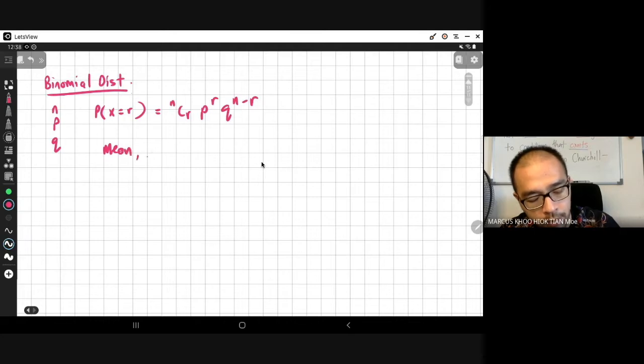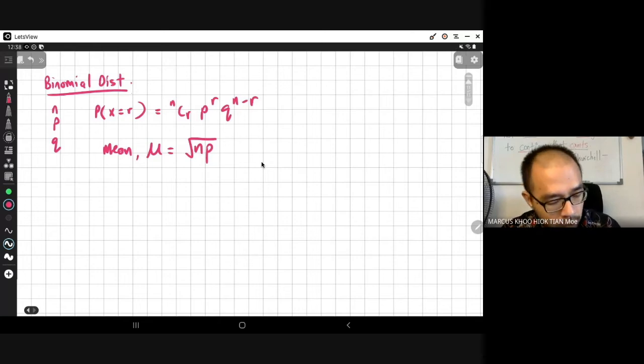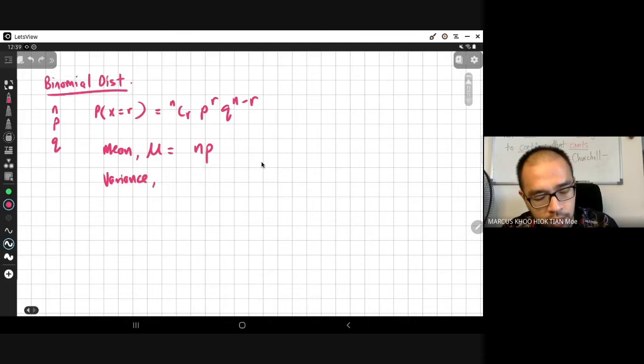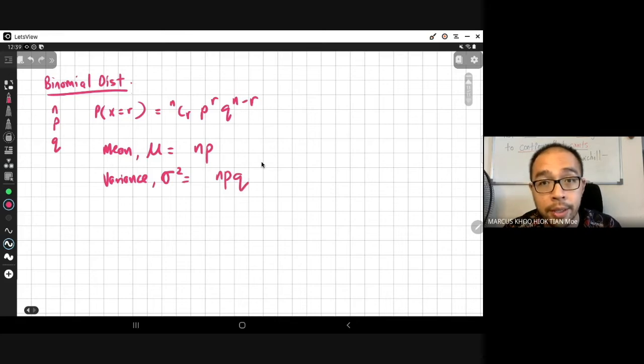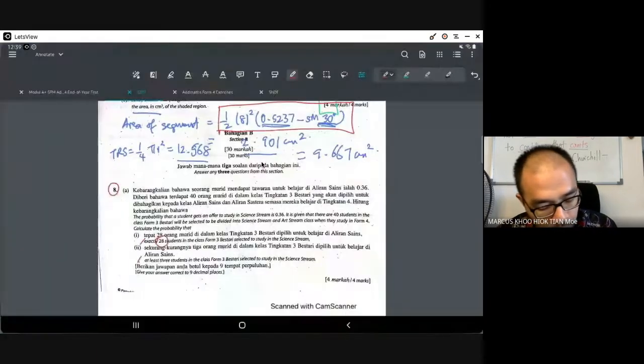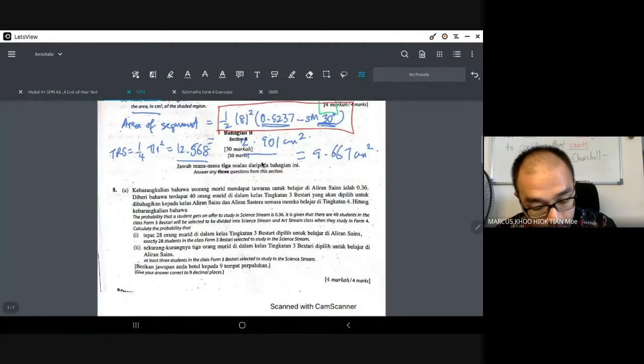Then the second one is the mean. The mean is given by mu, which is n times p. Sorry, where's the square root, it's just n times p. Please correct me if I'm wrong, everybody. n times p, right? The variance, which is sigma squared, equals n times p times q. By extension, the standard deviation will be the square root of npq. That's very normal. Now, in our case over here, we are given exactly 40 students, so this is our n.